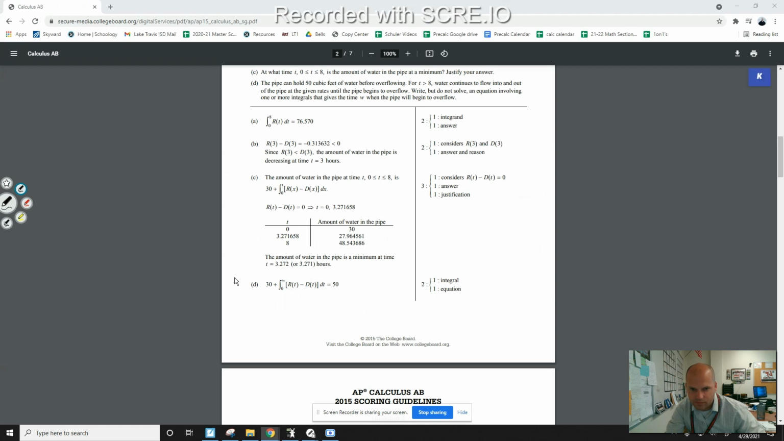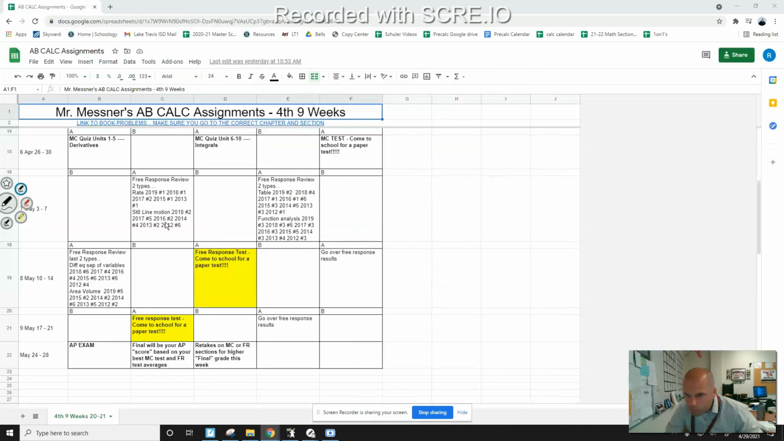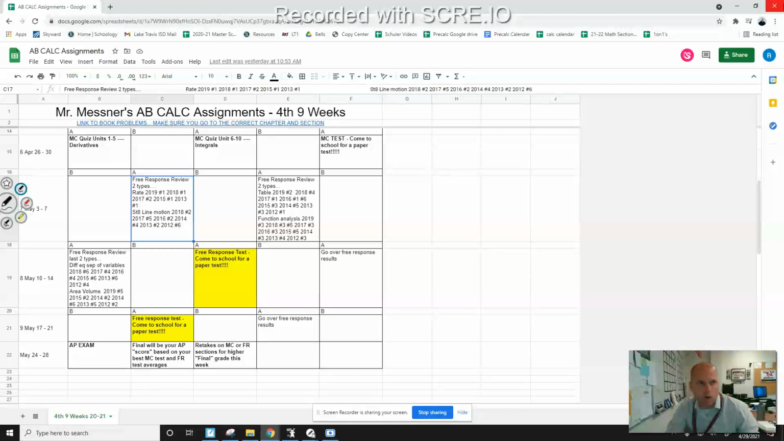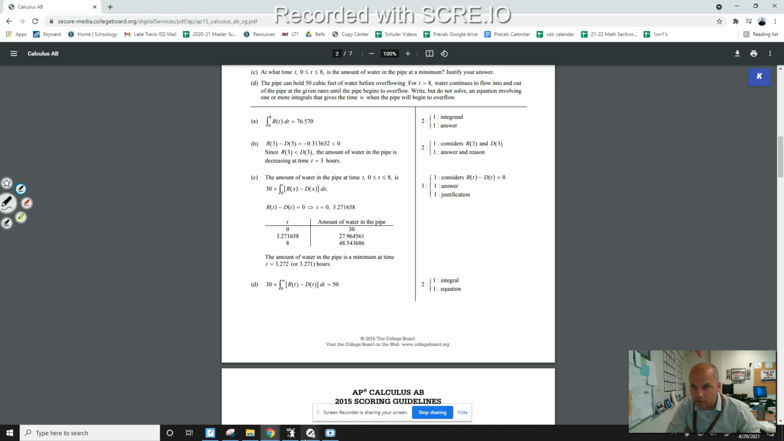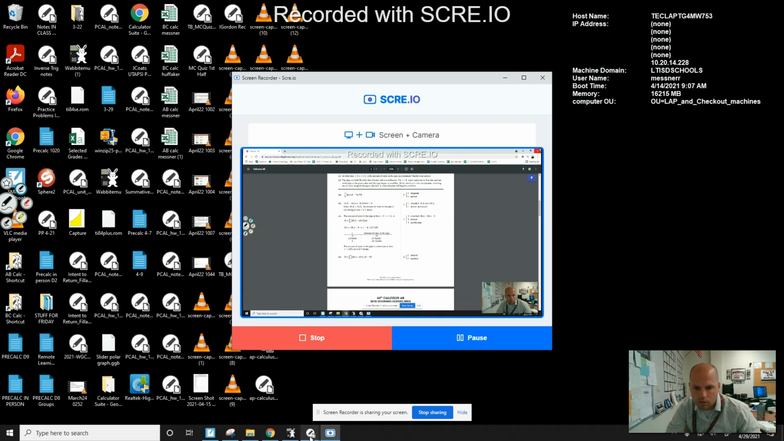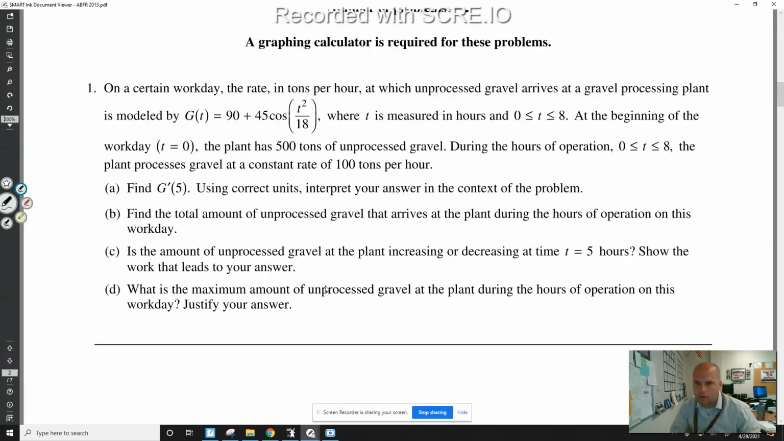And then the last problem we got to do is 2013, number 1. So let's go to 2013. Number 1. Another calculator problem. Gravel. Gosh, the gravel problem. Classic gravel problem. I've done this problem so many times. Gravel. G. Initial amount. Rate out.